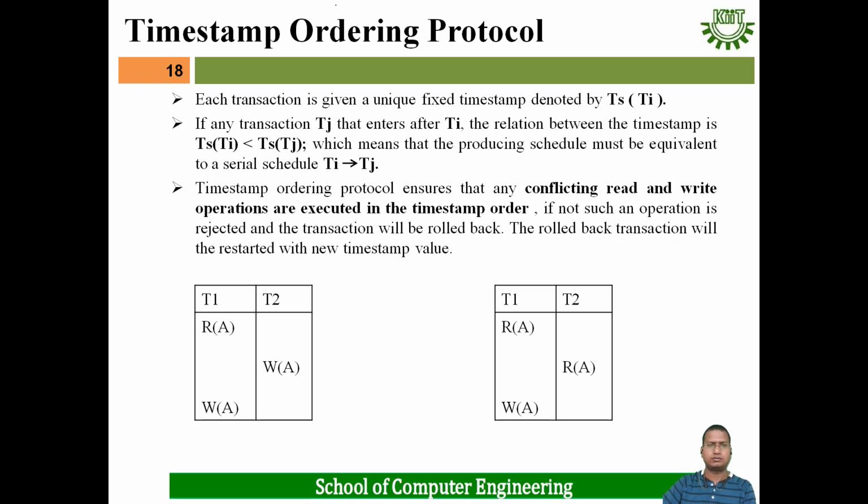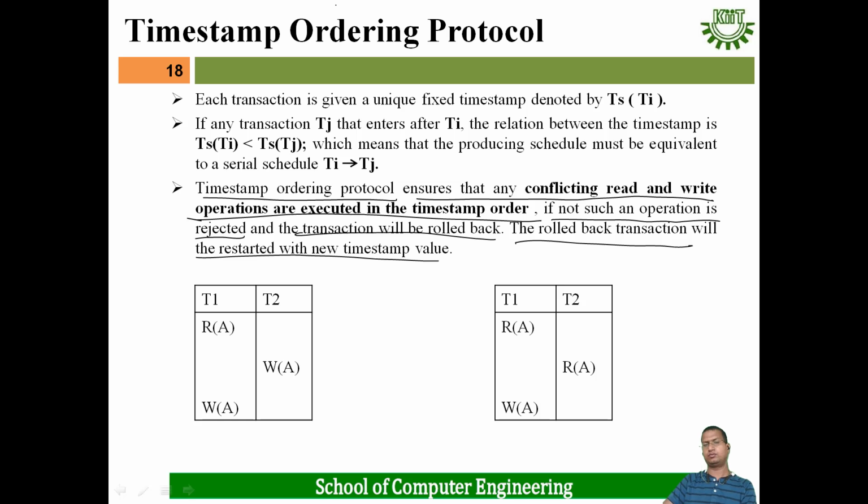Timestamp ordering protocol ensures that any conflicting read and write operations are executed in the timestamp order. If not, such an operation is rejected and the transaction will be rolled back. The rolled back transaction will be restarted with a new timestamp value. Suppose T1 appears first, then the timestamp of T1 is equal to 1. Then suppose after that the T2 transaction appears, then the timestamp of T2 is equal to 2.